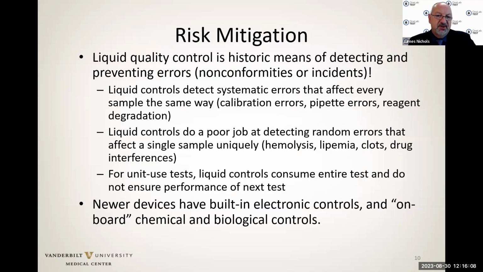What is risk mitigation? Typically, we have historically used liquid quality control as a means of detecting and preventing errors, preventing what we call nonconformities or incidents. Liquid controls, we realize in the laboratory, do a very good job at detecting systematic errors that affect every sample in the same way. Things like calibration errors, pipetting errors, reagent degradation. That's because the controls are processed in the same manner as the patient sample.